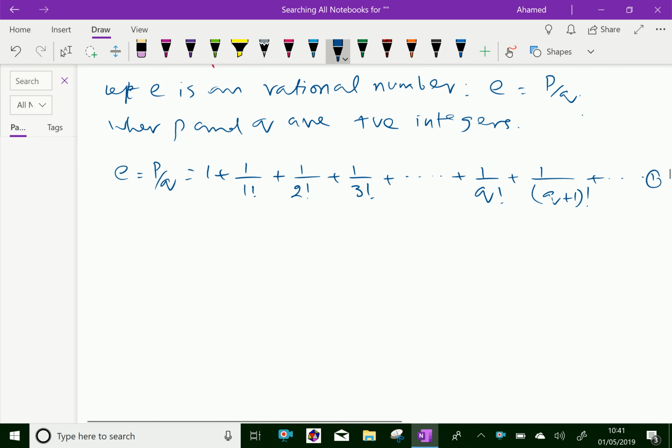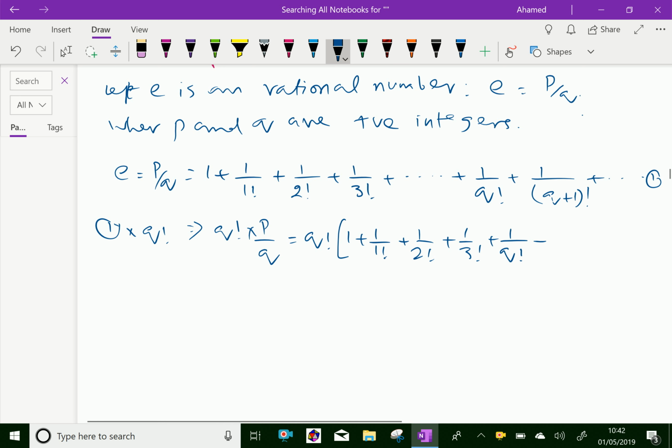Now multiply 1 by q factorial. We will get q factorial into p over q, that is equal to q factorial into 1 plus 1 over 1 factorial plus 1 over 2 factorial plus 1 over 3 factorial plus dot dot dot plus 1 over q factorial plus 1 over (q plus 1) factorial and plus dot dot dot.